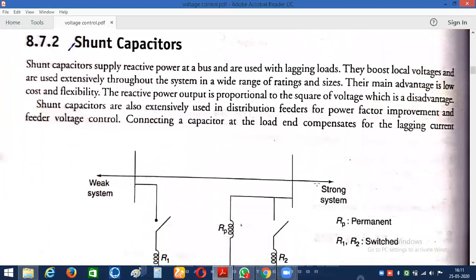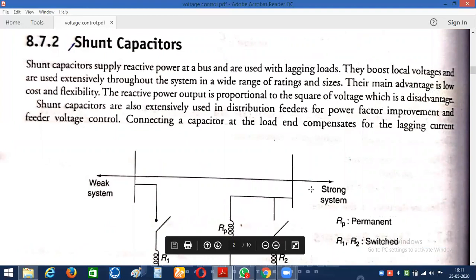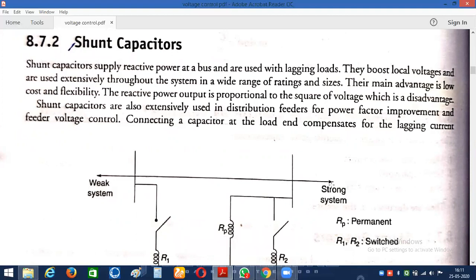The next method of controlling is by making use of the shunt capacitor. It is a very well known fact that shunt reactors always act as a sink of reactive power, and capacitors always act as a source of reactive power. That means capacitors supply the reactive power. So shunt capacitors are used with lagging loads.